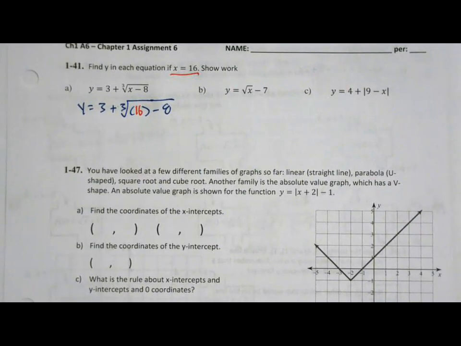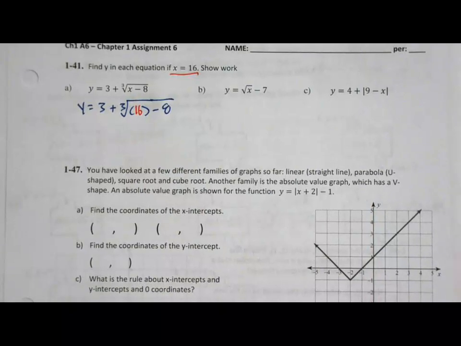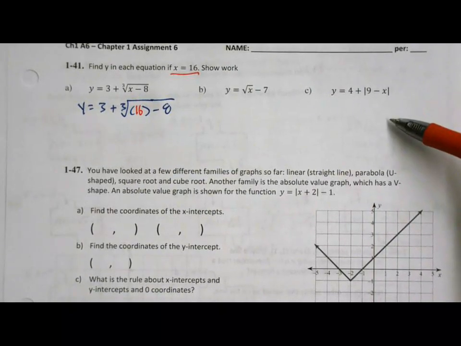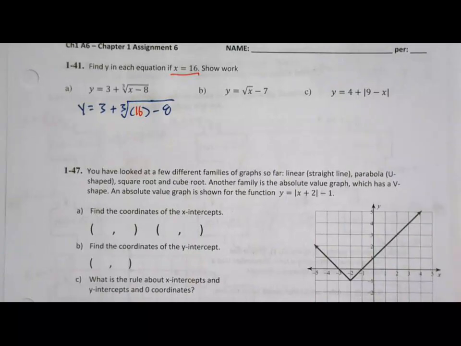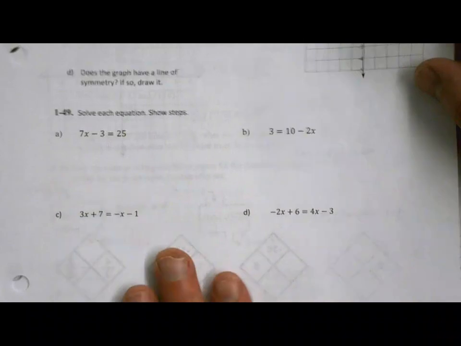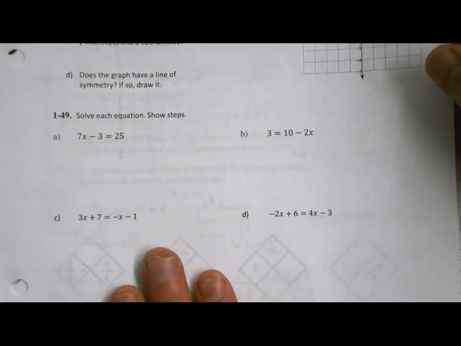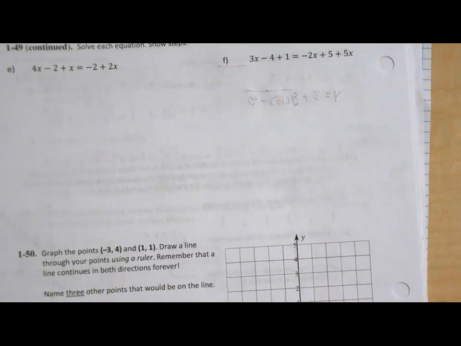If I'm just seeing answers when I check this on Wednesday, you might be losing some points on this assignment. 47 is pretty straightforward. 49, you're solving equations. This is like our warm-up from today. If you struggle with the warm-up, you might want to start on this today and ask me some questions while we have some time in class. I do want to go over 49 part F, which is on the back side. We're going to do this one problem together, and then we will be done.